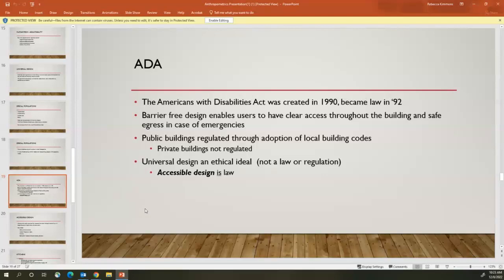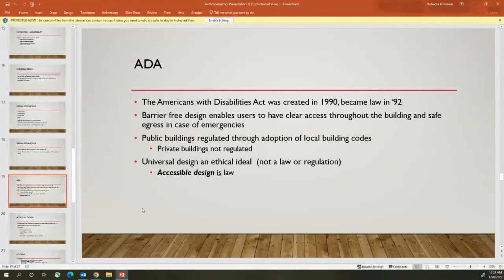Separate from universal design is ADA. So this is the Americans with Disabilities Act. It was created in 1990 and became law in 92. So this is barrier-free design that enables users to have clear access throughout the building and safe egress in case of emergencies. It is for public buildings. Private buildings are not regulated, so this does not come into play for residential spaces. It is public spaces.